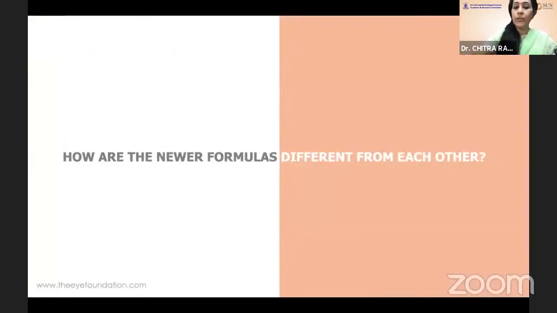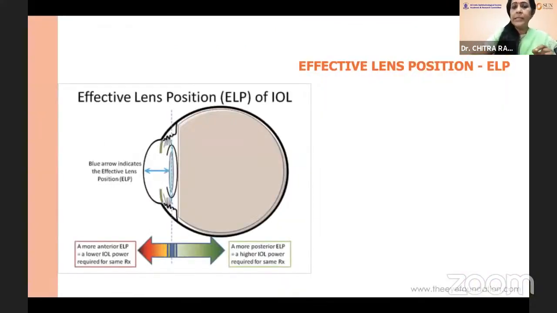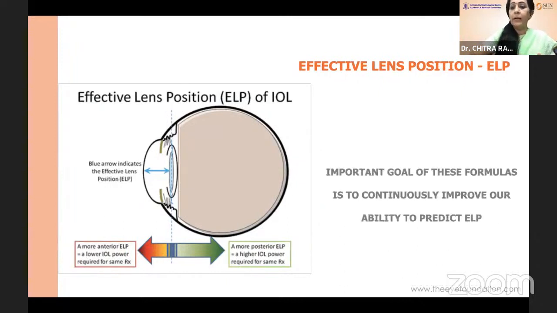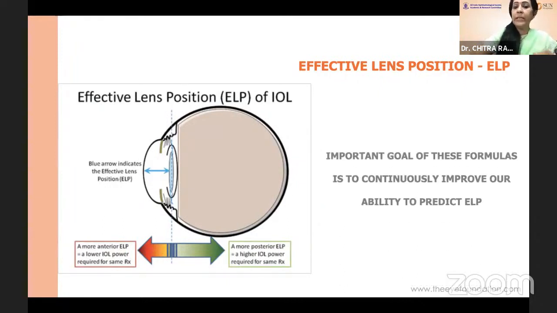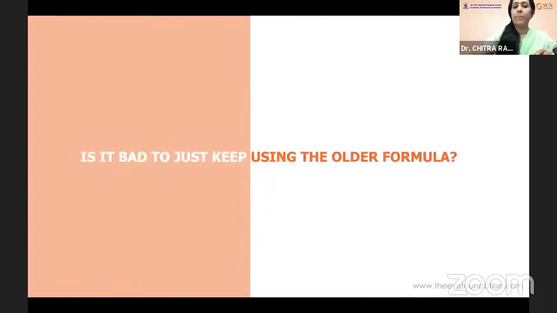So the next valid question is, how are the newer formulas different from each other? The essence is that each of them is trying to get best at measuring the effective lens position, because if the lens is placed a little anteriorly, it needs a lower power. And if the lens sits a little posteriorly in the capsular bag, it needs a higher power. In other words, it is such a major challenge, and we have to be continuously running after improving our ability to measure this position of the intraocular lens in the capsular bag to get that final target emmetropia.